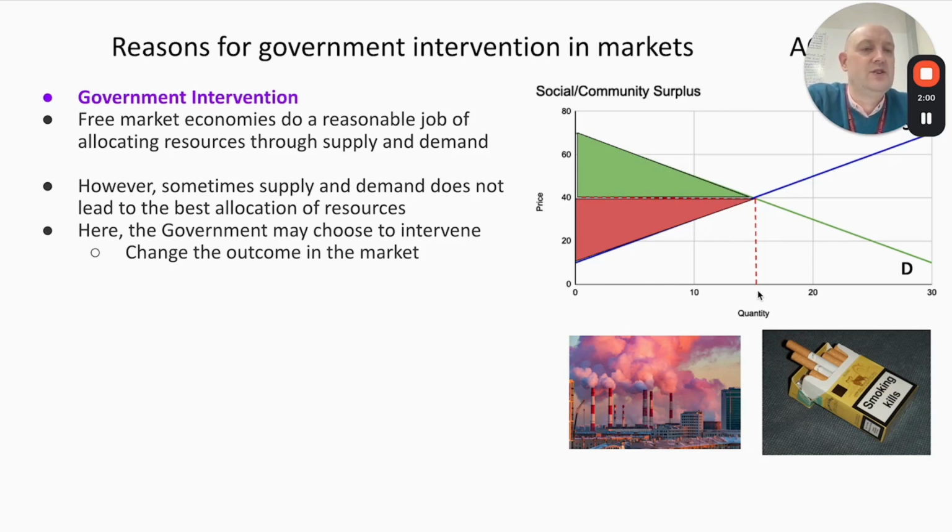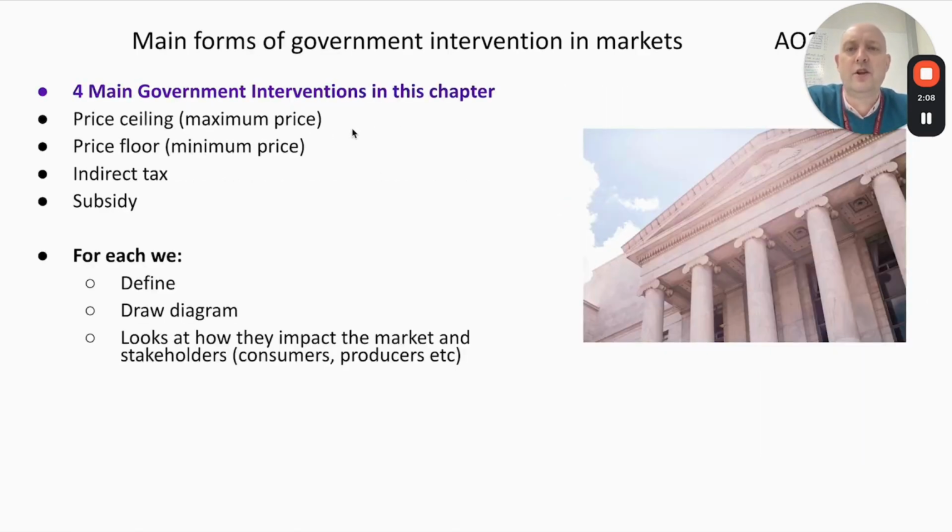So they might change the quantity, they might change the price, but the different interventions that we look at are going to change the market in different ways. And like I said, we're going to look at 4 of them: price ceilings, price floors, indirect taxes and subsidies. And for each of these, we need to define them. We need to draw a diagram and look at how they impact the market and different stakeholders in the market, such as consumers, producers, governments, etc. So we're going to do 4 videos.